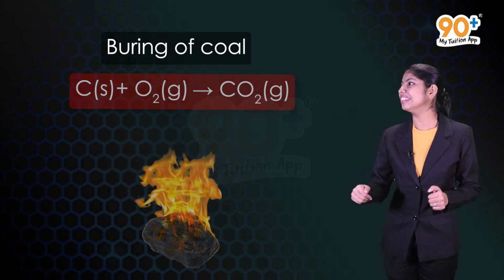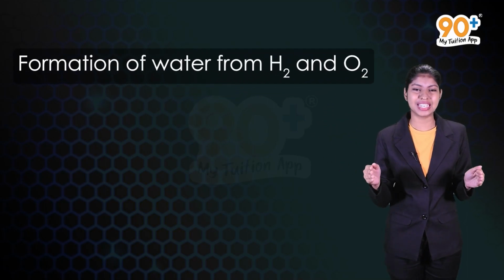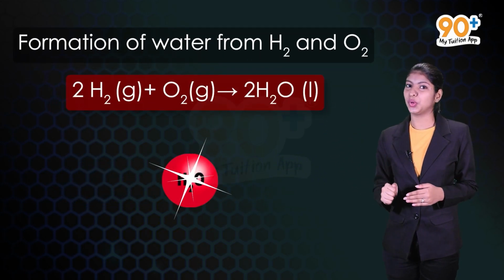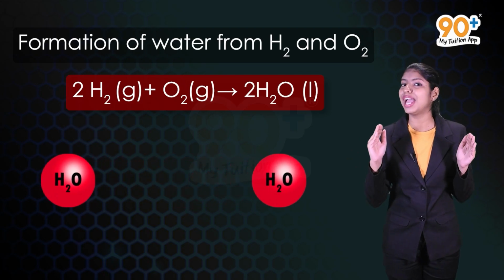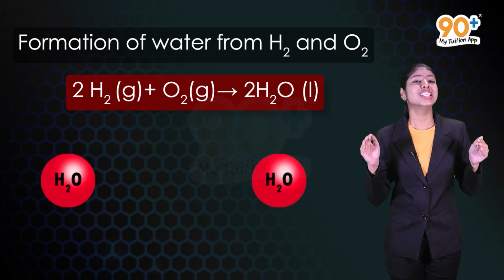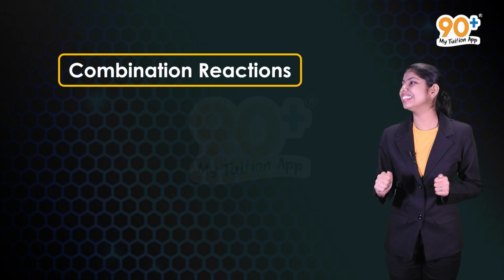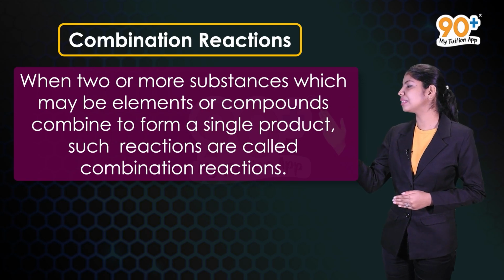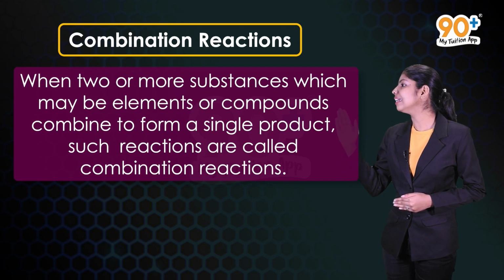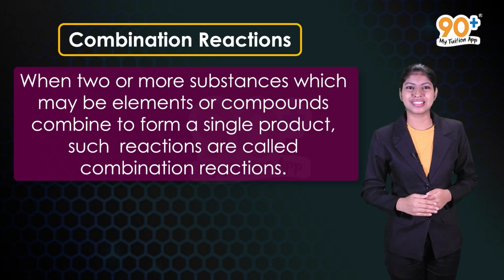Another example is formation of water from H2 and O2, and here you can see the chemical reaction. 2H2 plus O2 gives 2H2O. Here both hydrogen and oxygen are gases and the newly formed water is liquid. So you tell me, what do you mean by combination reactions? We can say that when two or more substances, which may be elements or compounds, combine to form a single product, such reactions are called combination reactions.